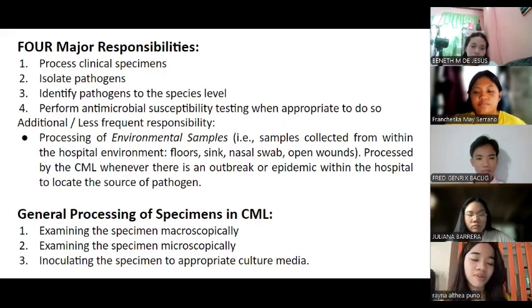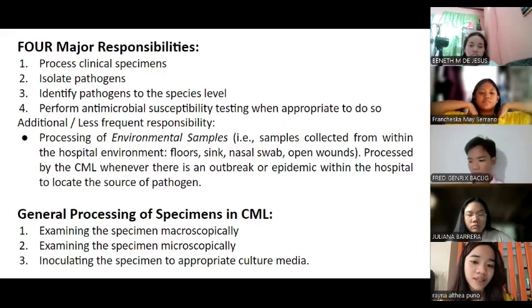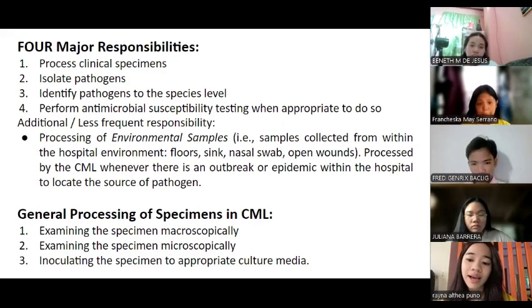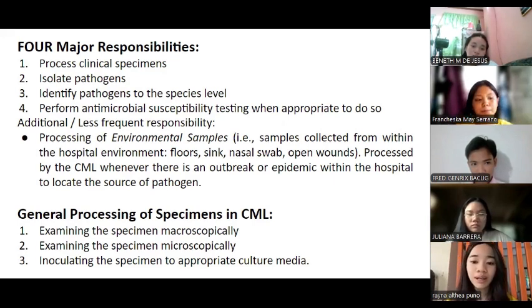So for the four major responsibilities, one is to process clinical specimens. Yung ginagawa dito, nag-start yung lab by handling and preparing clinical specimens collected from patients. Nag-involve dito ang ensuring na samples are properly labeled and stored for accurate analysis.